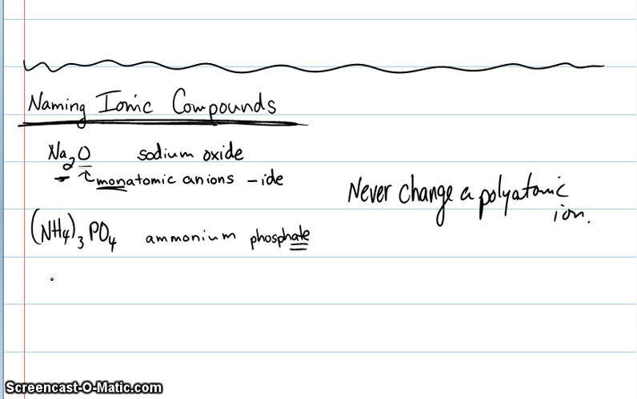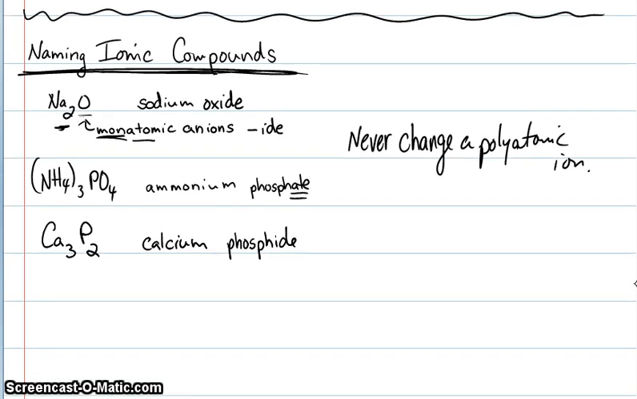So what is this compound then? Let's see. Ca3P2. Well, Ca is calcium. I'll write down calcium. P is phosphorus. How do I make that IDE? That's phosphide. And why did I change that one to IDE? Because it's a monatomic anion. That means a single element that's negatively charged. That's what that means.